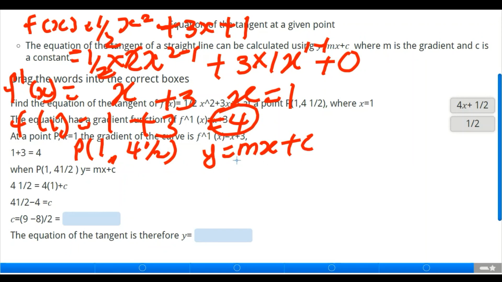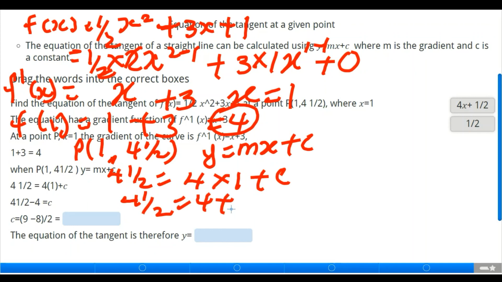We want to get the constant so that we can form this equation. So we have 4 and 1 over 2 equals 4, which is the gradient, multiplied by 1, plus c. That is 4 and 1 over 2 equals 4 plus c. Now, take 4 to the other side. It changes to minus. So we have 4 and 1 over 2 minus 4 equals c.